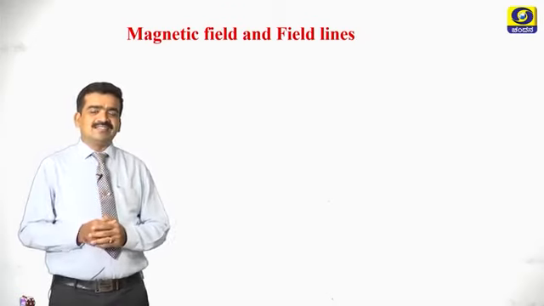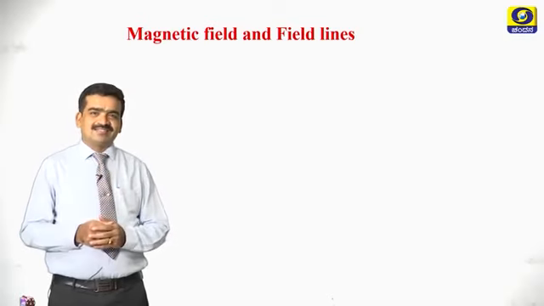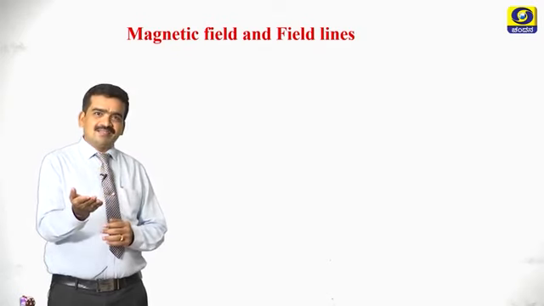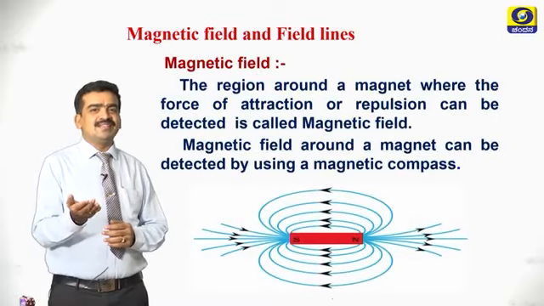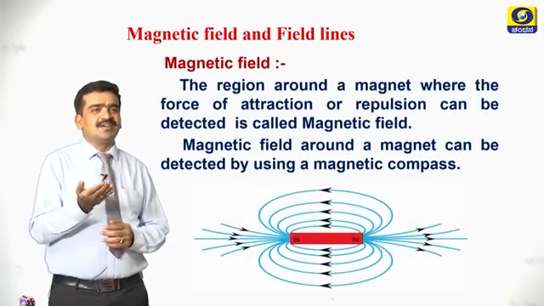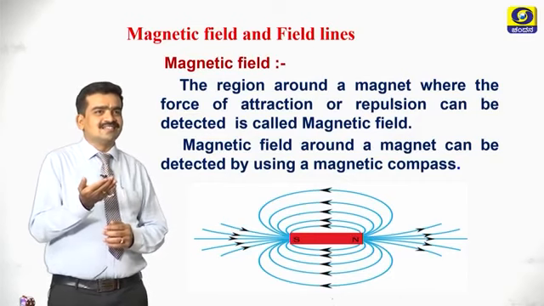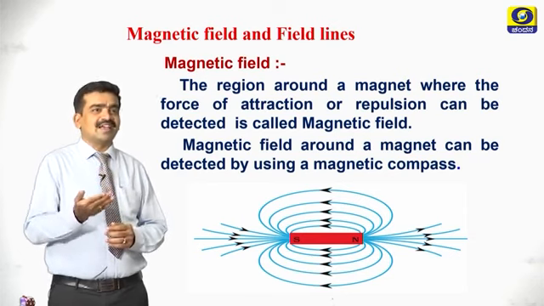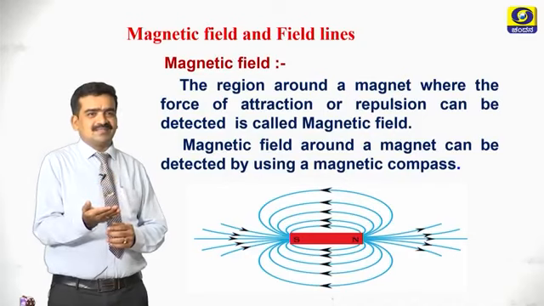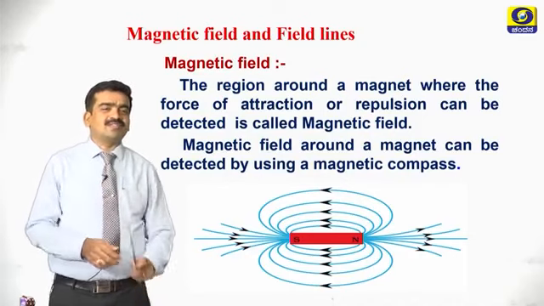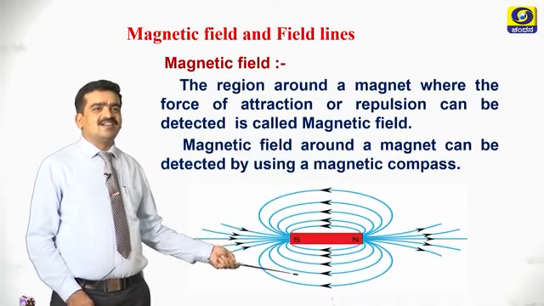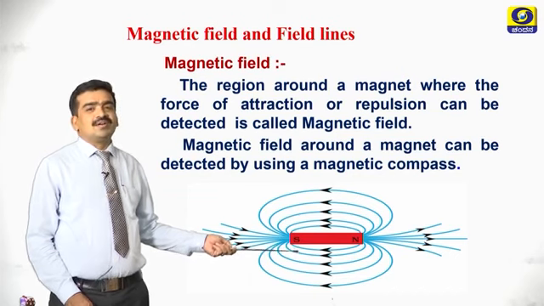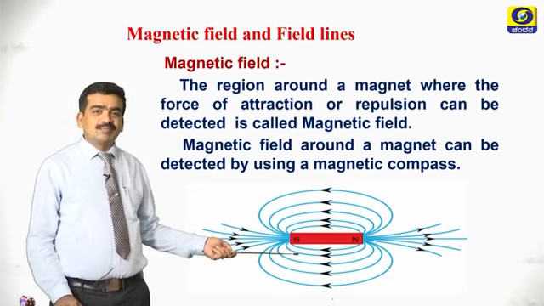Then my question is, what is a magnetic field and what are magnetic field lines? Are you recalling them? Yes. The magnetic field means the region around a magnet where the force of attraction or repulsion can be detected. This magnetic field around a magnet can be detected by using a magnetic compass. The magnetic field is represented by imaginary lines, called magnetic lines of force. Then what are the properties of magnetic lines of force?